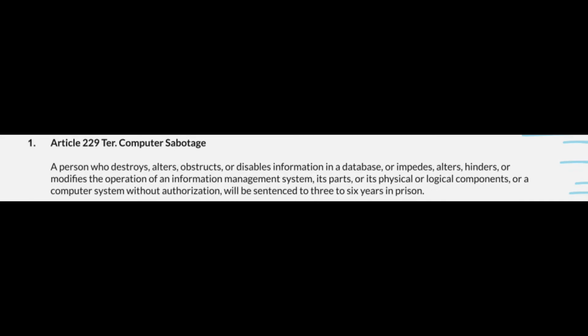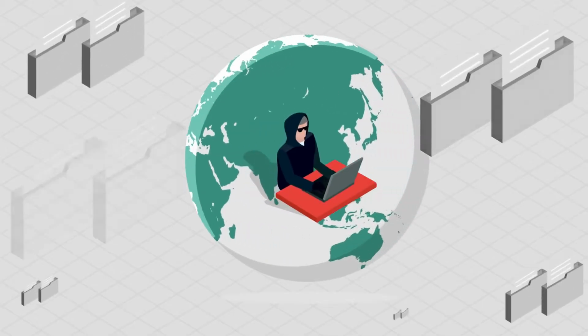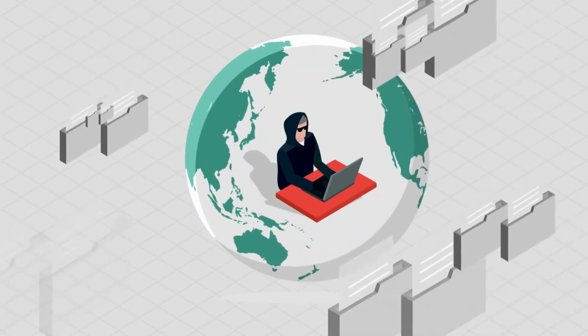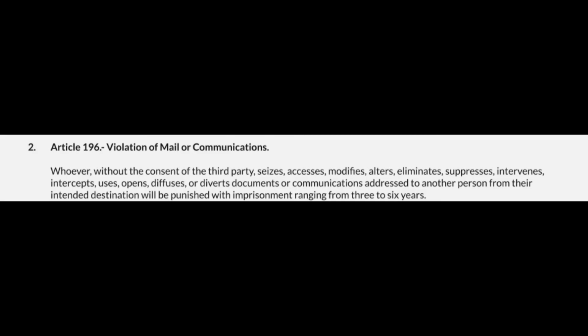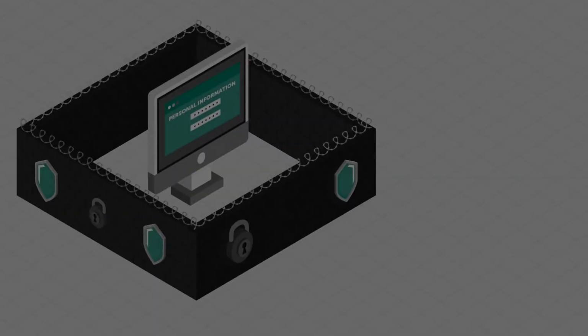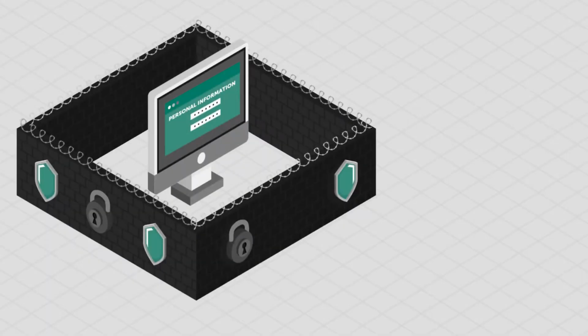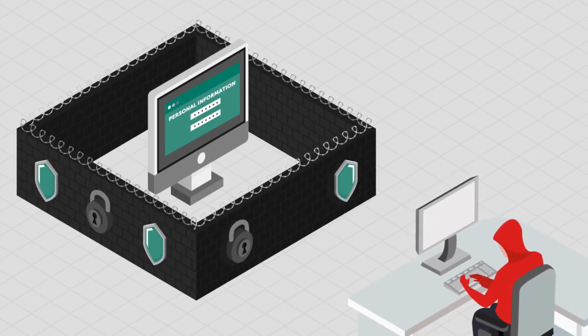The first one is Article 229, which is about computer sabotage. This article talks about the breach of databases and unauthorized operation of manipulating the information management system. Next, Article 196, which is about violation of mail or communication. This article talks about unauthorized access or interception of third-party persons, which is the people, in their conversation or communication through social media.